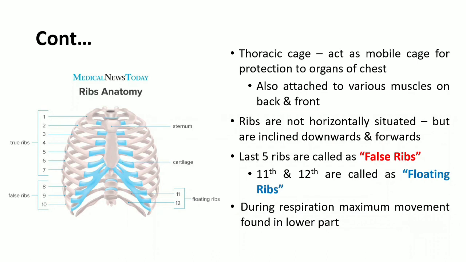These ribs are not situated horizontally, but they are slightly inclined downwards and forwards. The last 5 ribs are called false ribs because the 8th to 10th ribs are not directly attached to the sternum via costal cartilage; instead, their costal cartilages are attached to the costal cartilages of the next higher ribs. That is why they are called false ribs. The 11th and 12th ribs are also called floating ribs as they do not attach to the sternum. When we breathe, maximum movement is found in the lower part of the thoracic region.